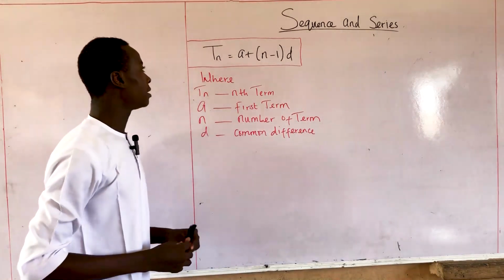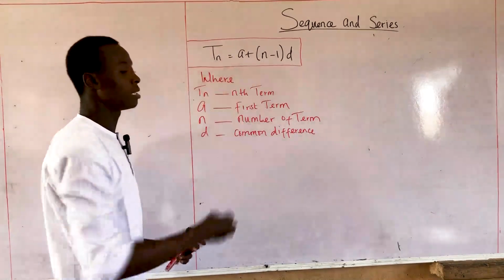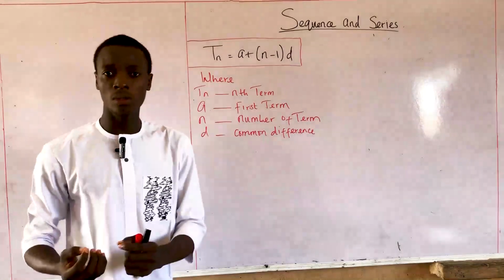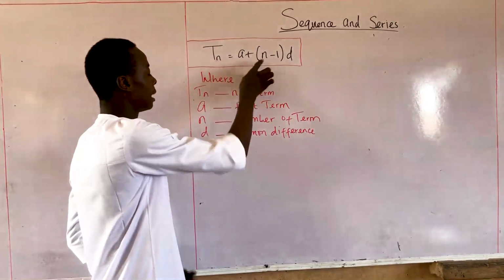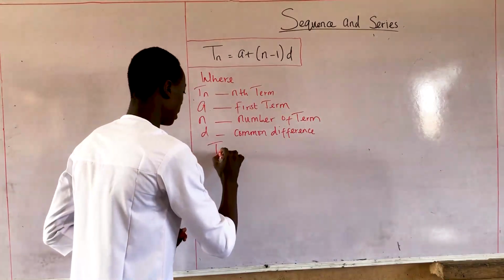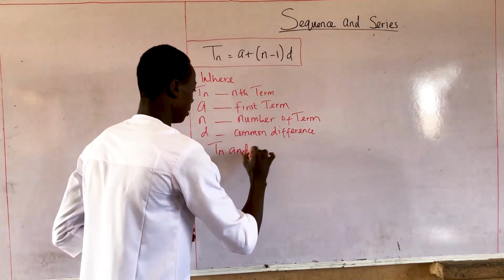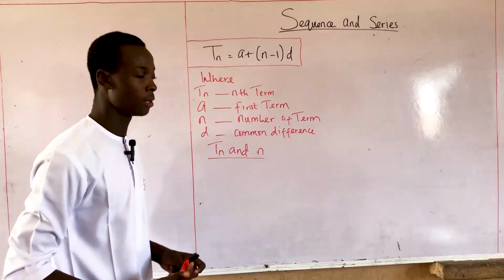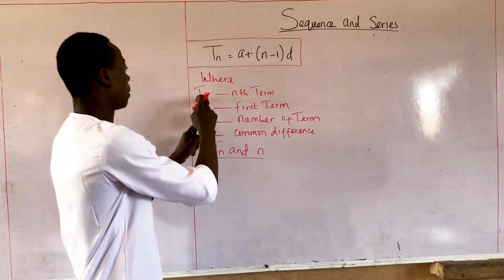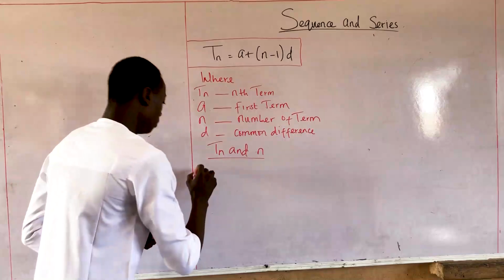What I want to explain is how this formula works and the logic behind the way it works. That is what I wanted to explain. I'm going to be focusing on Tn and N. We already talked about A and common difference. So it is left for us to talk about Tn and N.